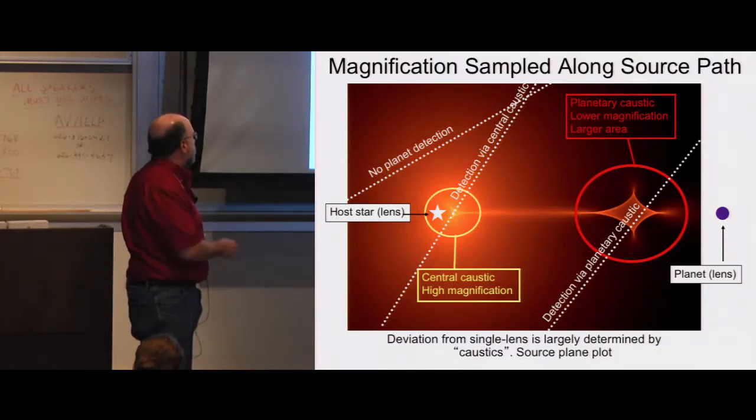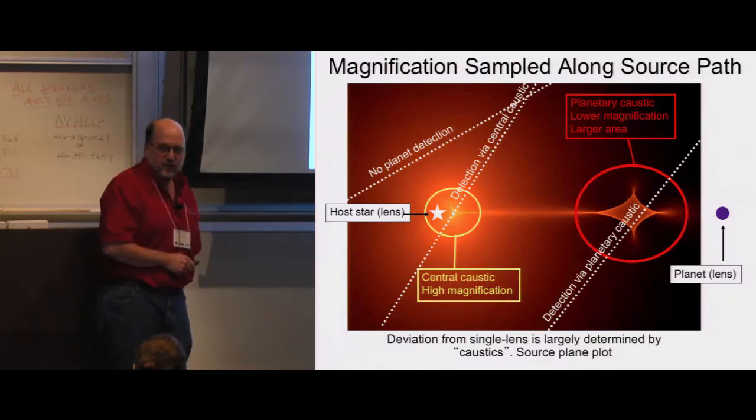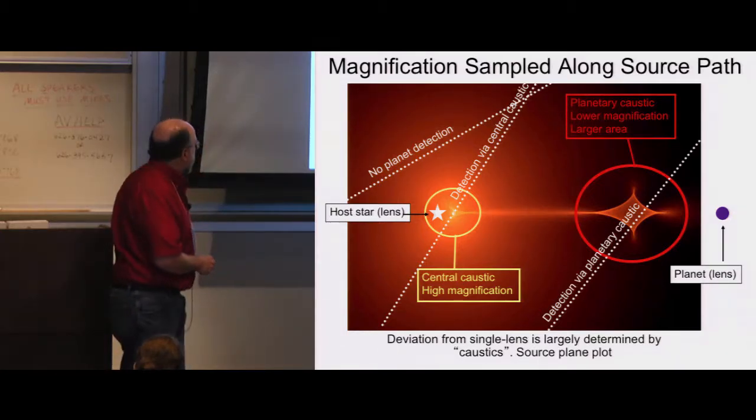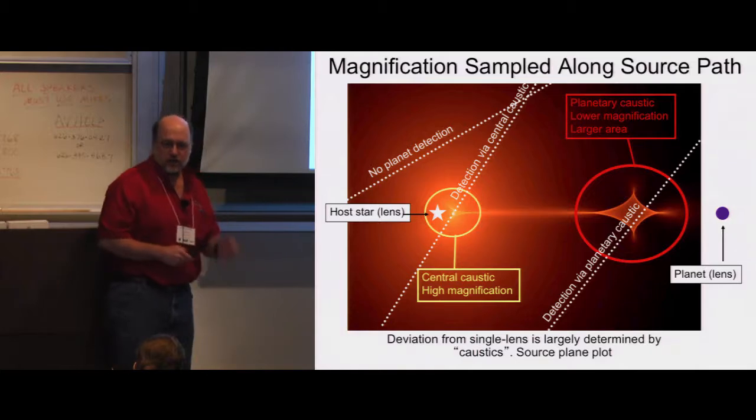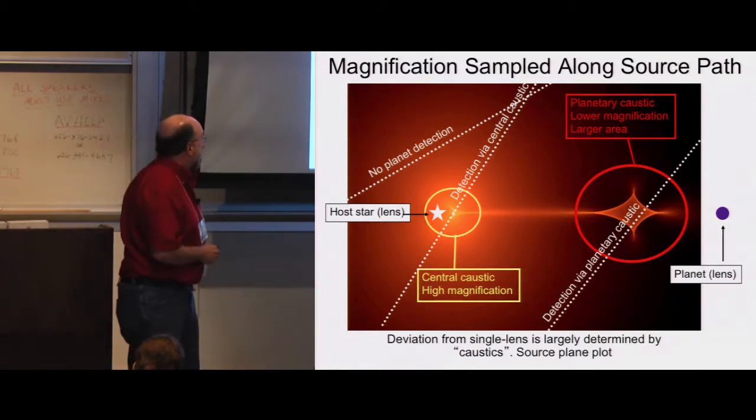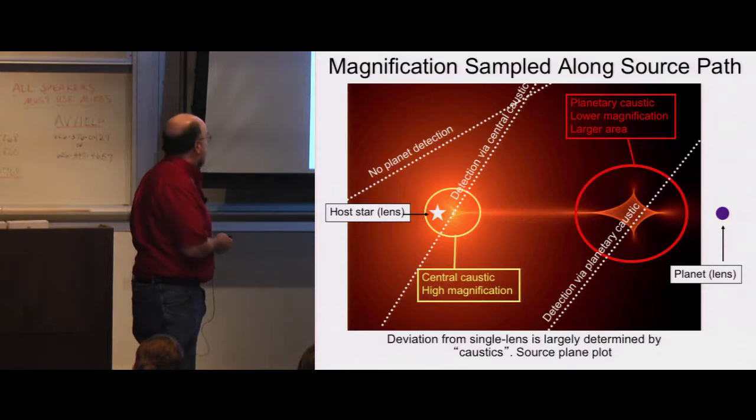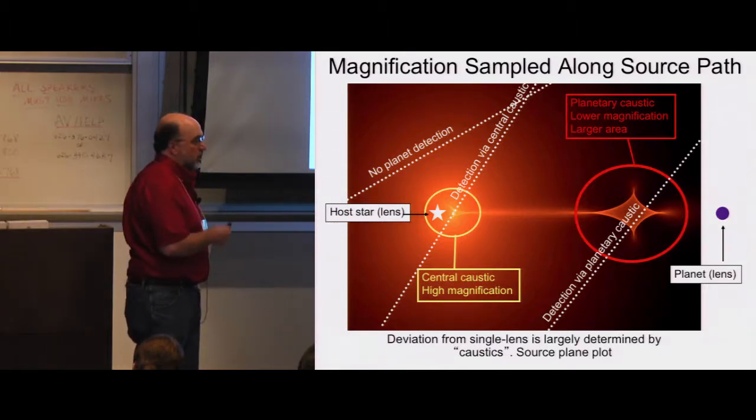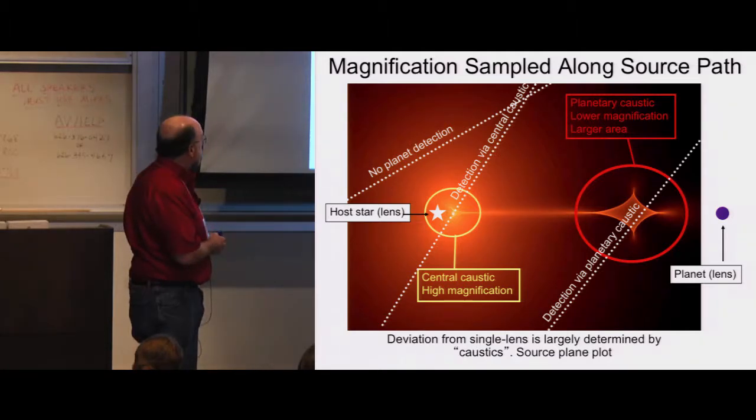Another type of event is the one with a central caustic perturbation. And this has the advantage that it occurs at high magnification, and so you can predict ahead of time that you're going to have high sensitivity. This is why we tend to focus on high magnification events when we have choices for our observing. And of course, the high magnification also allows smaller telescopes to be useful.